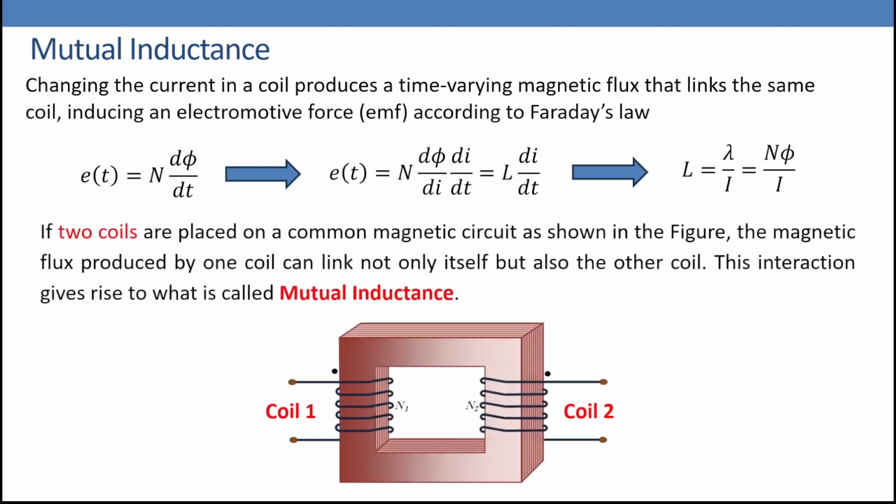What will be the case if we have two coils in the same magnetic circuit? If two coils are placed on a common magnetic circuit as shown in the figure, the magnetic flux produced by one coil will link the other, and vice versa. This interaction gives rise to what we call mutual inductance. Still, we may not understand what that means, so we are going to look at it from the perspective of each coil, one by one.